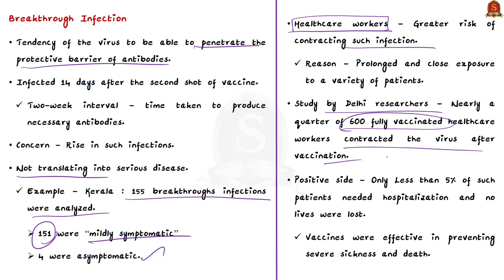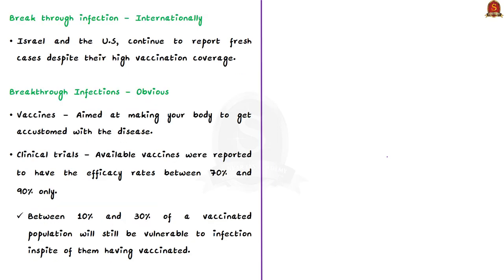See, one thing you should keep in mind about breakthrough infection is that it is something obvious and nothing to be surprised about, because vaccines are basically aimed at making your body get used to the disease. And of course, so far evidence proves that these vaccines are overwhelmingly effective. But in the clinical trials, all available vaccines were reported to have an efficiency rate between 70 and 90% only. Or in other words, only 70 to 90% of the people can enjoy full protection against the infection. So that means between 10 and 30% of a vaccinated population will still be vulnerable to infection in spite of having been vaccinated.